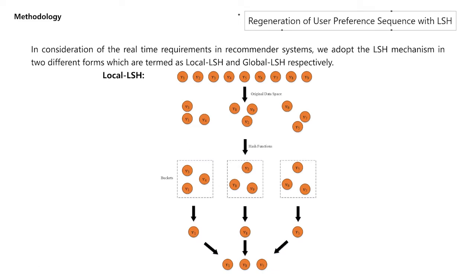Since using one single hash function for bucketing is prone to lead to discrete accuracy, a group of k hash functions is selected to ensure similar items are more likely to fall into the same bucket. Each bucket represents a class of items which are similar in some respects. Thus, we select one item for each bucket as a representative, and then a new preference sequence is obtained by combining the representatives of the buckets.